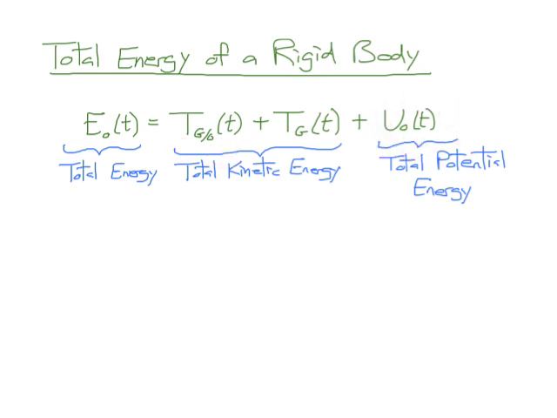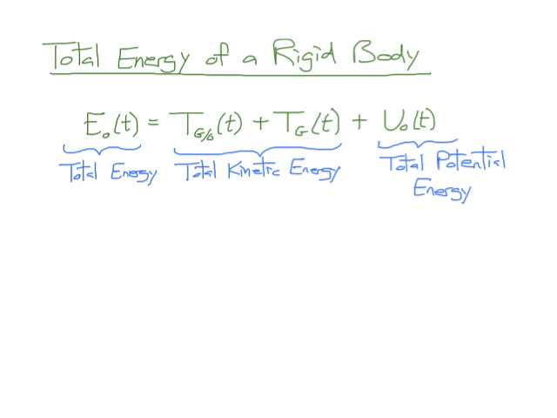And the reason why we know this is for a rigid body is because our kinetic energy is split into two parts, where we have the translational kinetic energy, which is the total energy of the center of mass with respect to an inertially fixed point. And then we have what we call the rotational kinetic energy, which is the total energy about the center of mass.